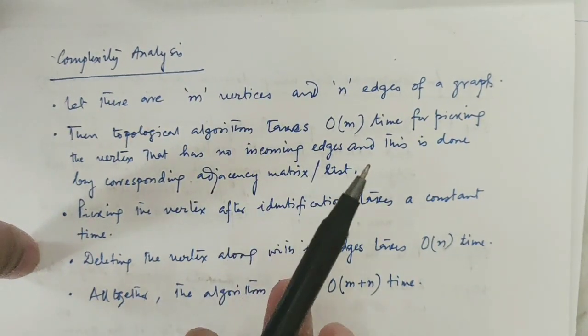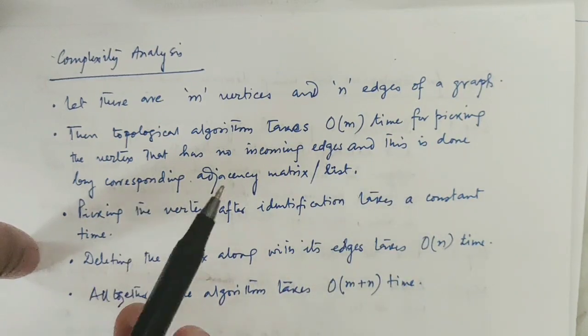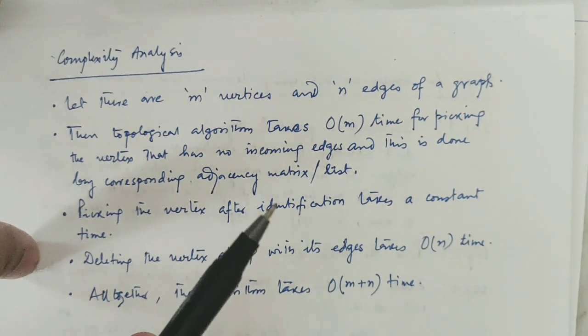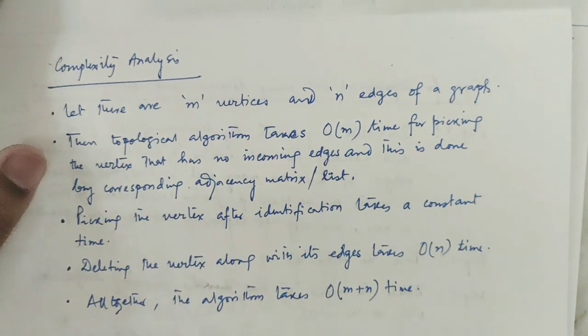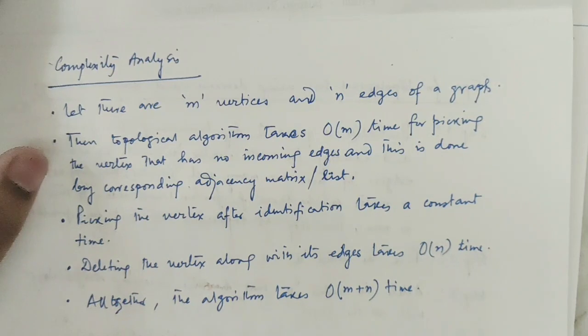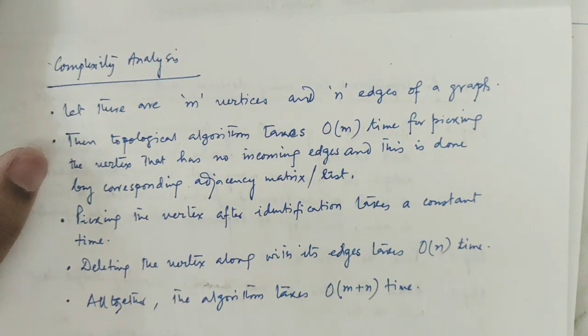The topological algorithm takes order of m time for picking the vertex that has no incoming edges, and this is done by the corresponding adjacency matrix or list that I have followed here. So picking the vertex after identification, identification meaning identification by following the criteria, that is, no non-zero entry, takes constant time, and deleting the vertex along with its edges takes order of n time. So altogether the algorithm takes order of m plus n time.